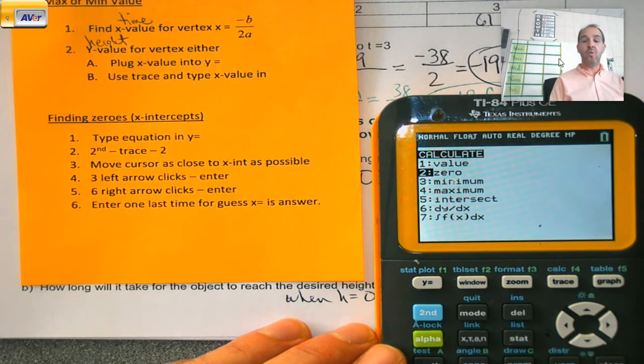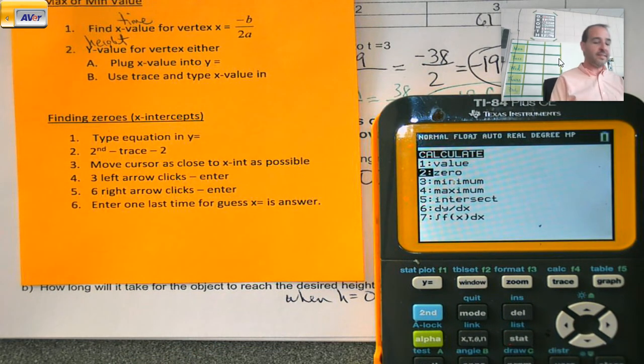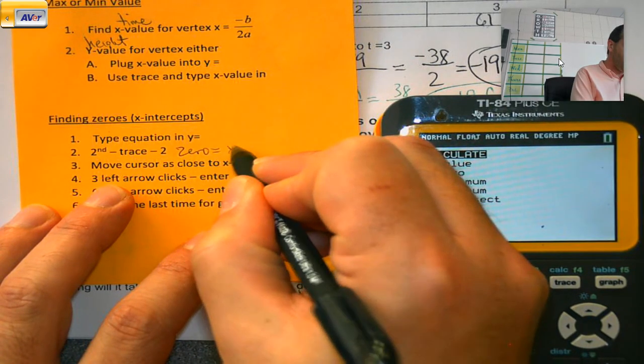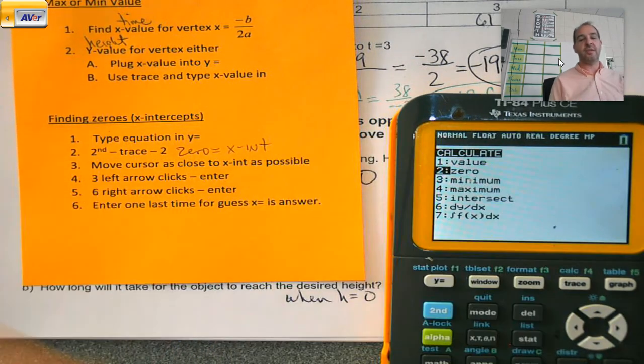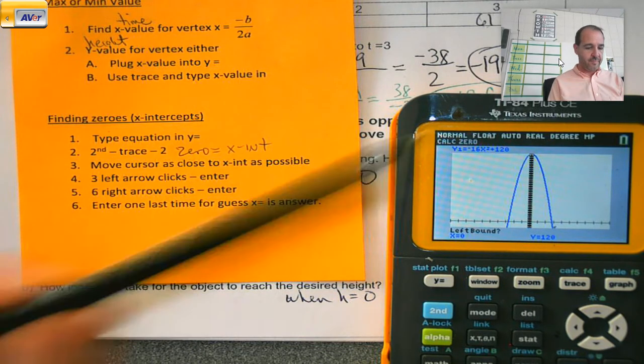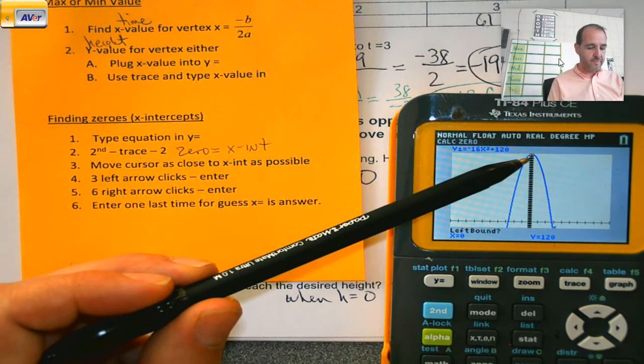And we want number 2. We want to find a 0. The 0 is the same thing as an x-intercept when it's crossing the axis. Okay? So when I hit enter, you're going to see a little cursor. It's floating around way up here.